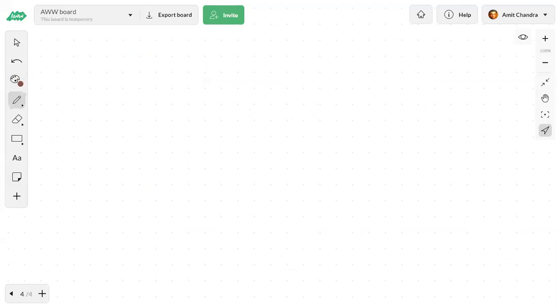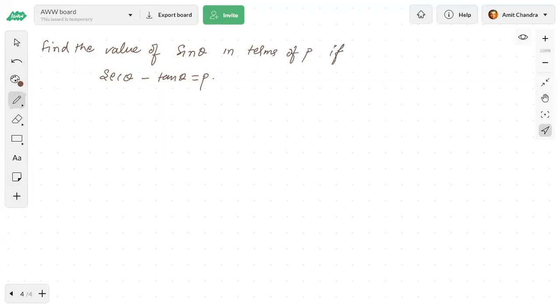So they have given, find the value of sine theta if sec theta minus tan theta is equal to p. If sec theta minus tan theta is equal to p, find the value of sine theta in terms of p. Okay, find the value.